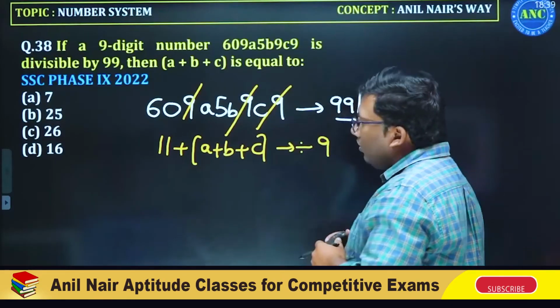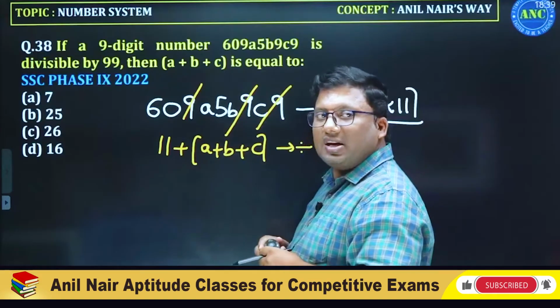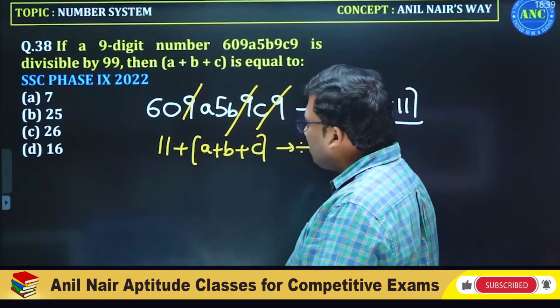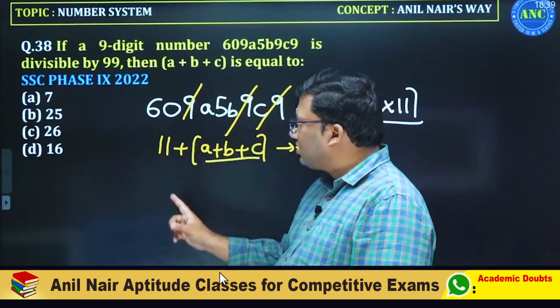Now, which cases are possible? Let us see. A, B, C are digits. A plus B plus C is 7.